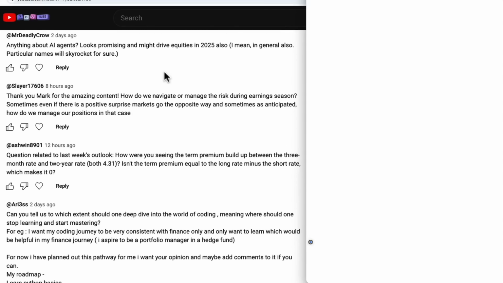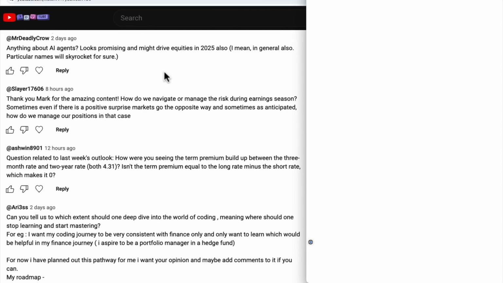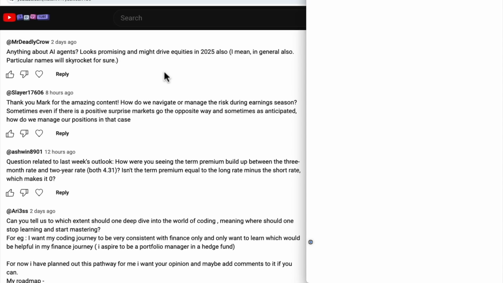No advice, really. Anything about AI agents? Looks promising and might drive equities in 2025. I don't know. I've been totally disappointed with any AI agent I've seen. All it wants to do is direct me to frequently asked questions. "Oh, you asked about this. Does this help?" Nope, that's not what I asked about, and that does not help. Every time I see "driven by AI," okay, never mind. I'm not interested. I don't know what looks promising there.